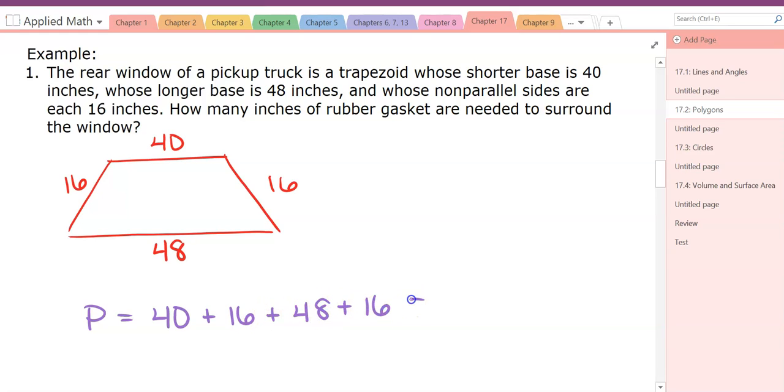And what did you get? 120. What would you guys label it with? Inches. It's going to be important that you guys are labeling your answers. Don't forget your label. I will take points off for that on a test. You have to label because there's a difference between perimeter and area, and we'll even get into volume. So make sure that you're labeling appropriately.